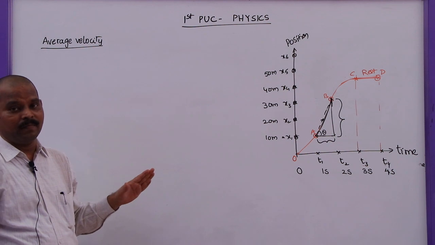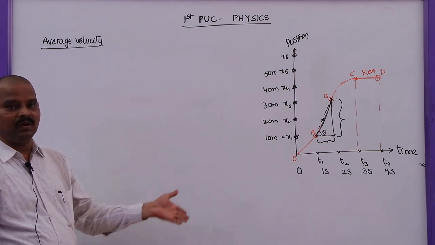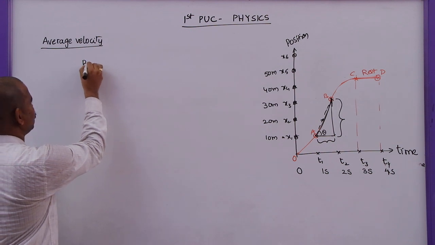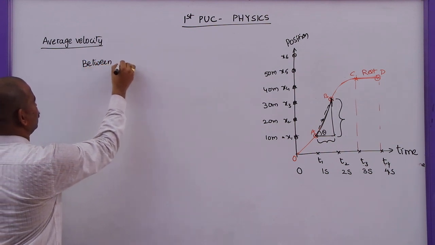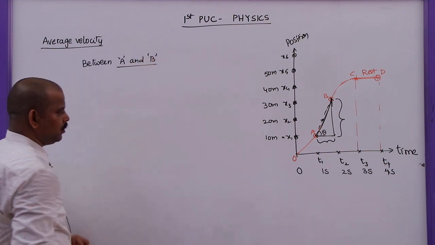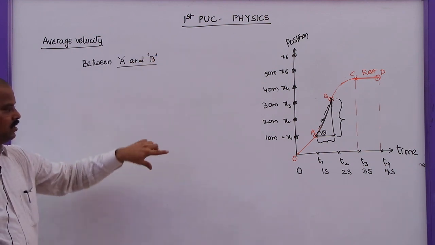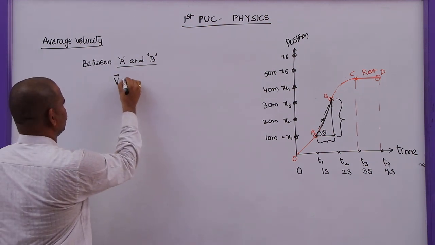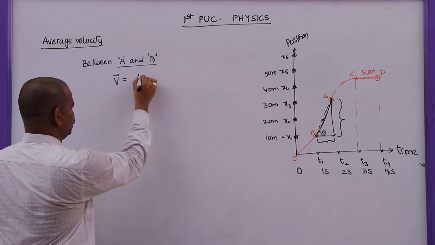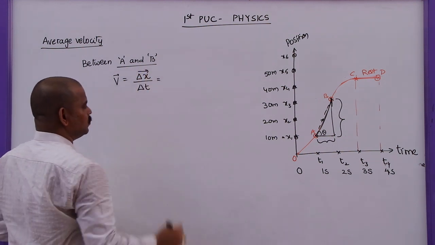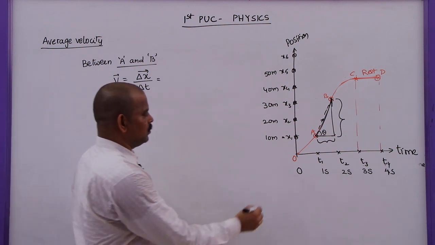Even though the body is not moving with uniform velocity, we can find out the velocity here. Now here, between A and B, what is the velocity between A and B? The velocity between A and B is given by V bar is equal to the change in displacement or position by time. So what is the change in position?